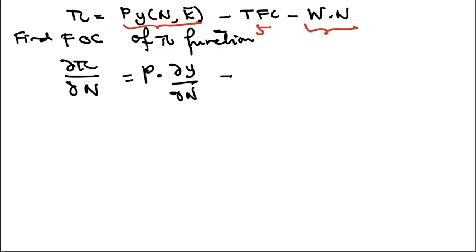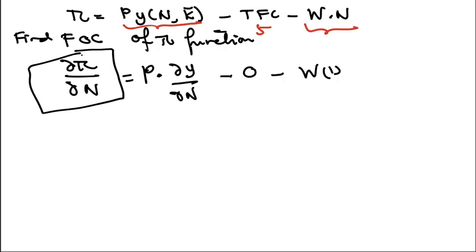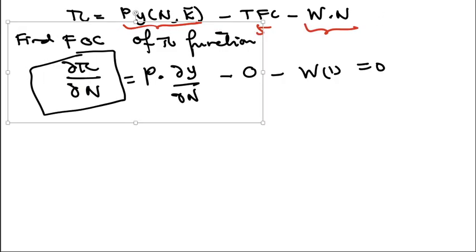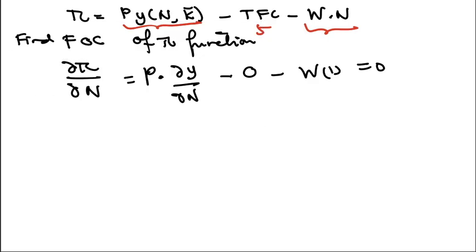Minus what? Like I said, total fixed cost doesn't have N. So when you differentiate, it becomes 0. Minus W times N. You differentiate N here, it becomes 1. W is a constant. Don't forget, if it is FOC, first order condition, the marginal profit here must be equated to 0. Why must we equate to 0? Because we are talking about the profit maximizing condition of the firm. Get what I mean?